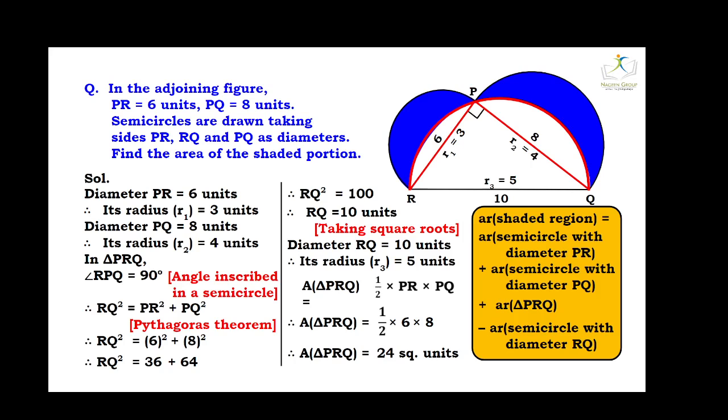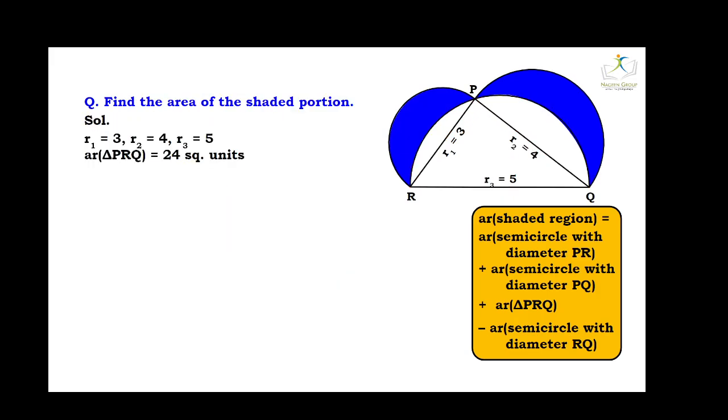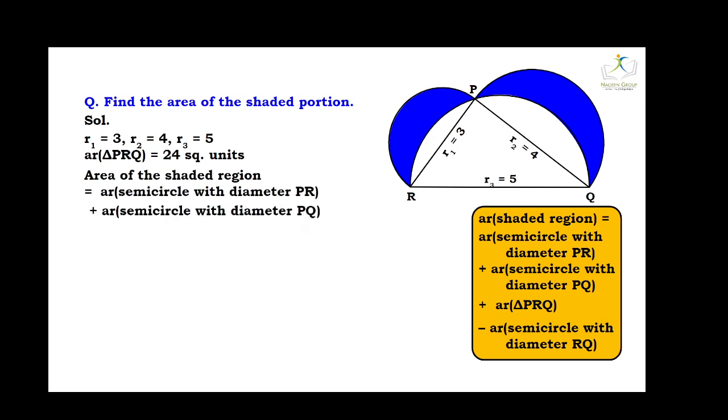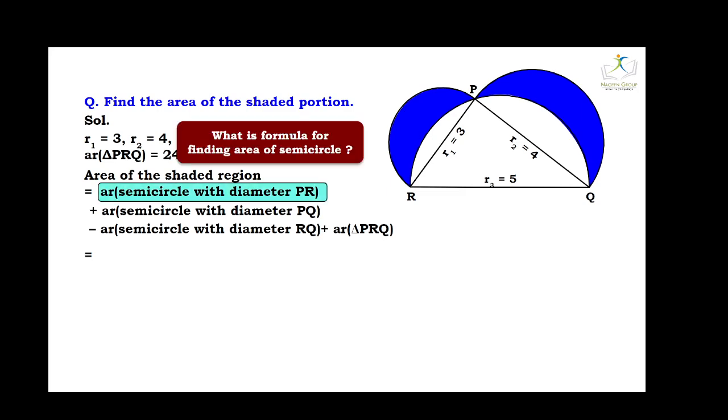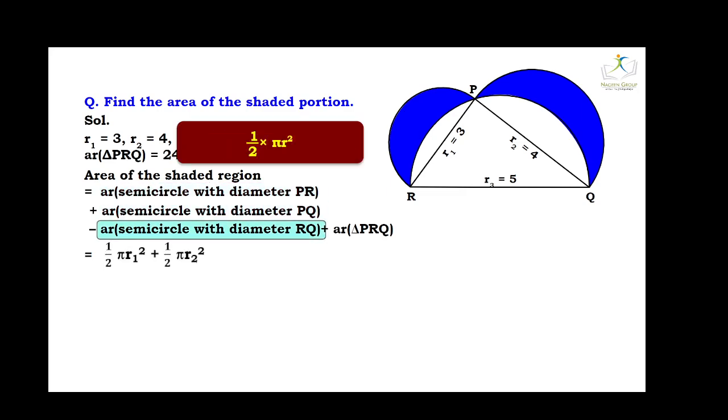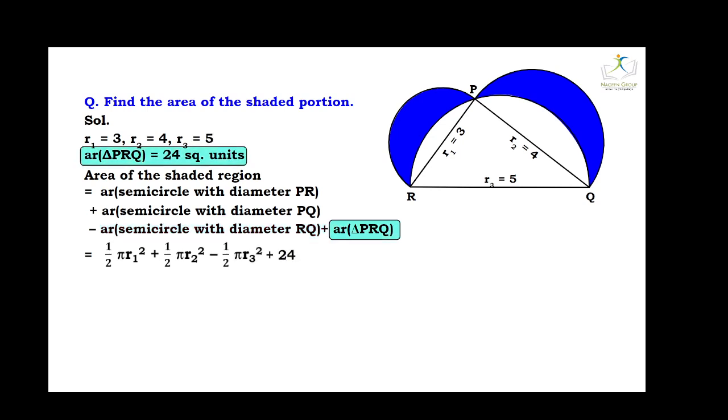Now the area of the triangle is 24 square units. Keep in your mind, the area of the triangle is 24 square units. Now what is our duty? The area of two semicircles we have to add, and one semicircle we have to subtract. That is the final step. With the semicircle formula of pi r square, we can take half pi common, so r1 square plus r2 square minus r3 square, that is 3 square plus 4 square minus 5 square.